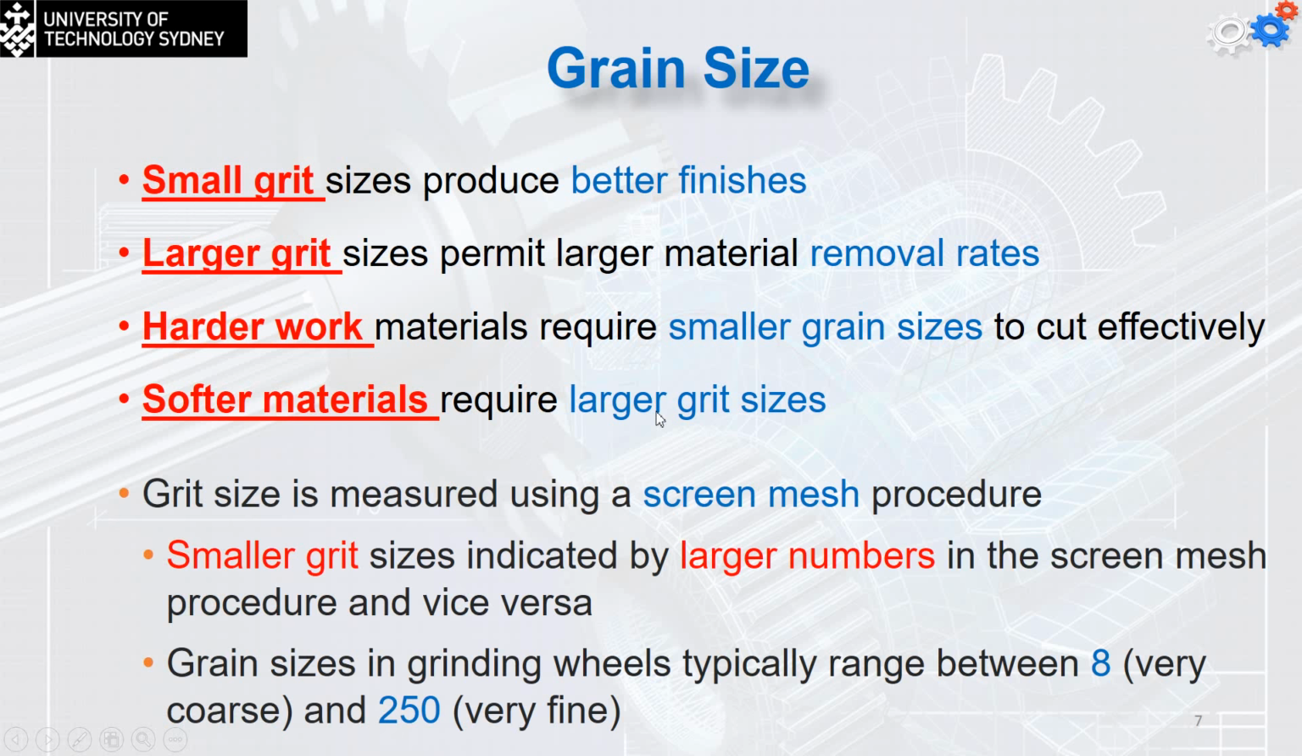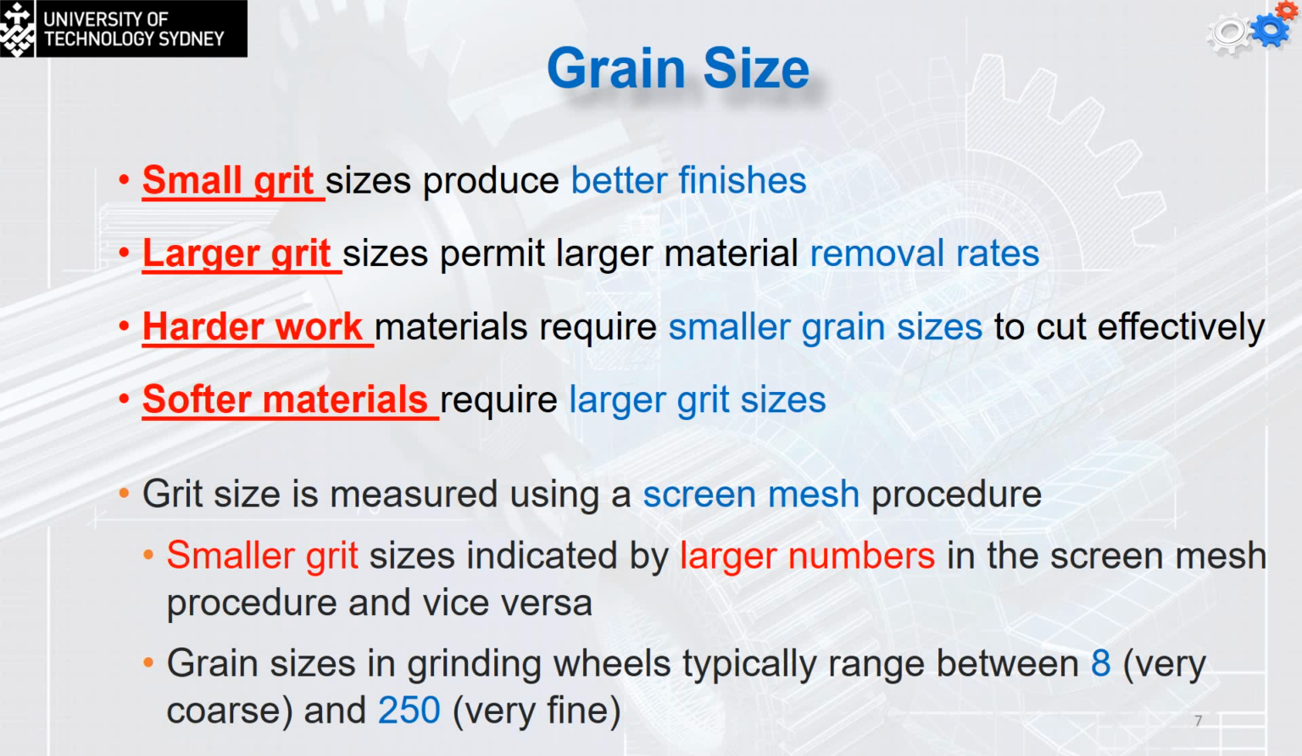The grit size is measured using screen mesh. A smaller grit size is indicated by a larger number in the screen mesh, and vice versa. That means a larger grit is going to have a lower number. Now what we're talking about is the density: how many particles we are going to have in a specified surface area. That's how the screen mesh works. If you have a small screen mesh, small squares, that means the particles are going to be finer, and vice versa.